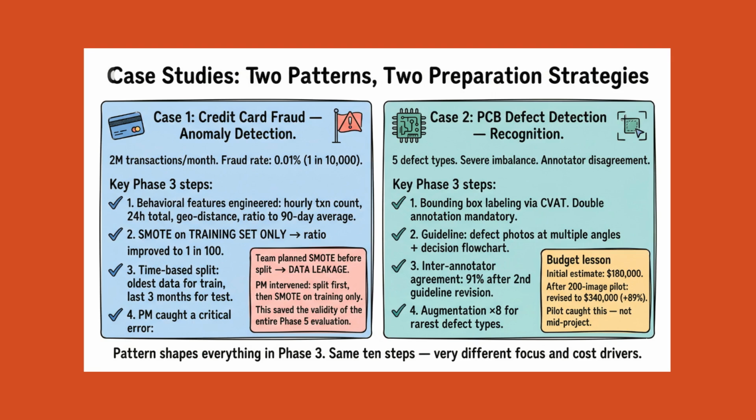Augmentation. Rotation to 15 degrees, horizontal and vertical flipping, brightness variation of 20%, Gaussian noise. For the rarest 2 defect types, effective sample count increased by a factor of 8. PM budget lesson. Initial labeling estimate was $180,000. After the 200-image pilot, revised estimate was $340,000, 89% higher, driven by bounding box complexity and guideline rework. Catching this in pilot rather than mid-project allowed the sponsor to make an informed go/no-go decision.